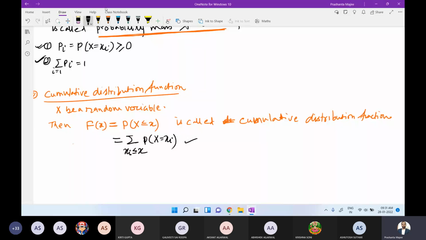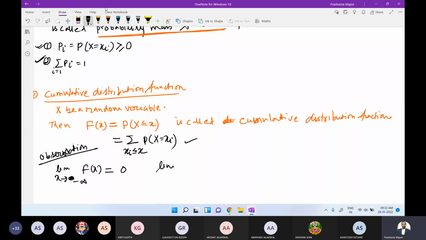So what are the possible observations? What is this value? Limit x tends to minus infinity, what is F of x? 0. So this is true. This will be 0. This is the property of the cumulative distribution function. Because the random variable is taking values in the real line, it will be from minus infinity to plus infinity. It must assume values from minus infinity to plus infinity.